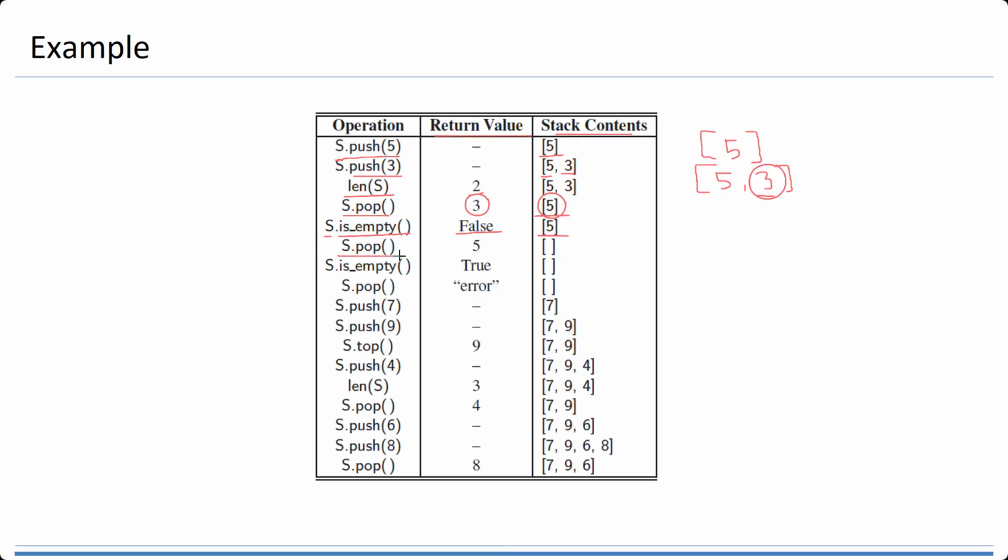Now I'm going to pop. So it means I'm going to remove the item 5. Now it becomes empty. When I check S dot is empty, yes, it is true, because we have no item in the list, or we have no item in the stack.